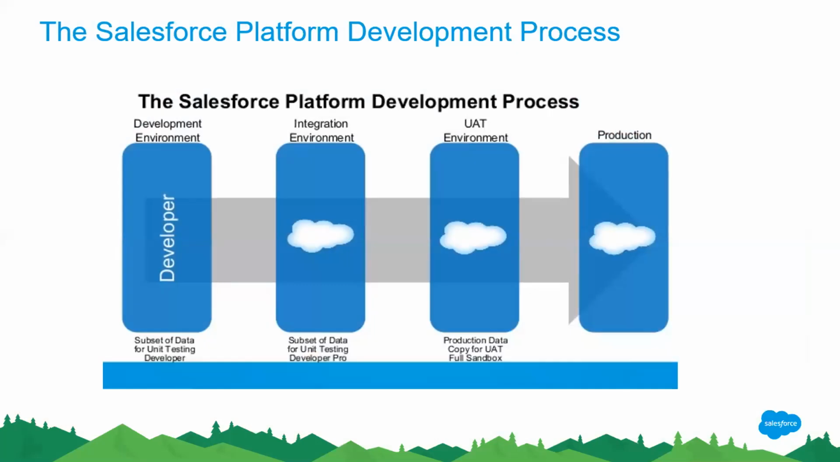So this is one such development process where every developer will have their own developer box. Let us say there are 50 developers. You will have 50 developer boxes. Every developer will do development in their own box. And they will do some kind of deployment using a deployment tool like Gearset, or using the Salesforce deployment process.